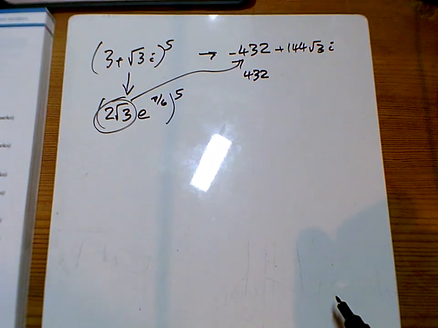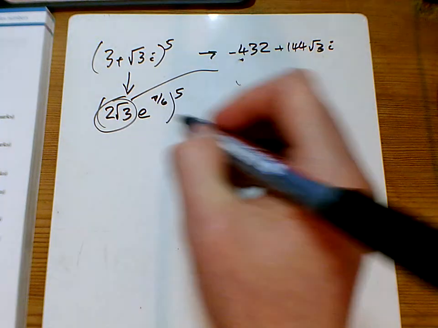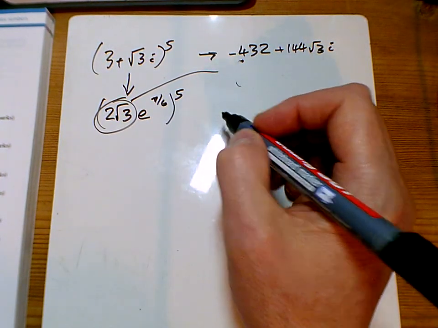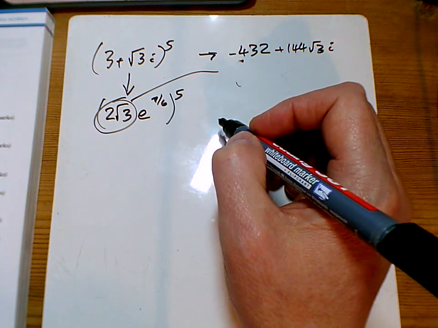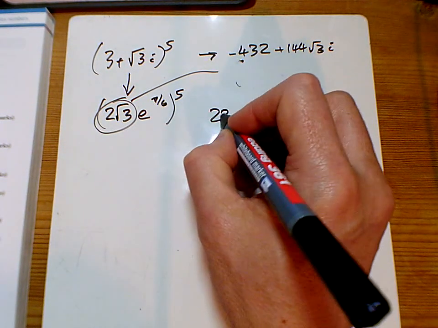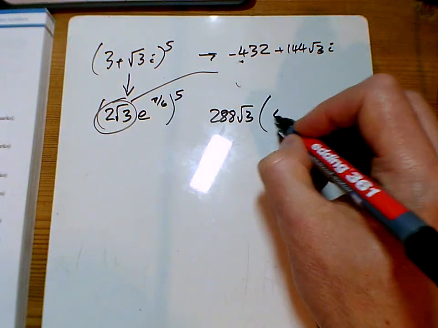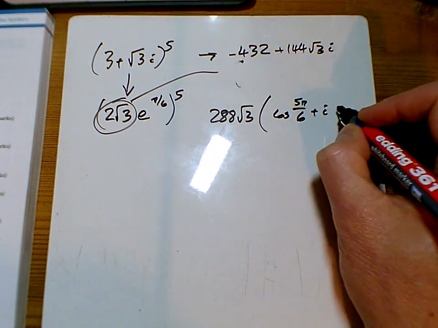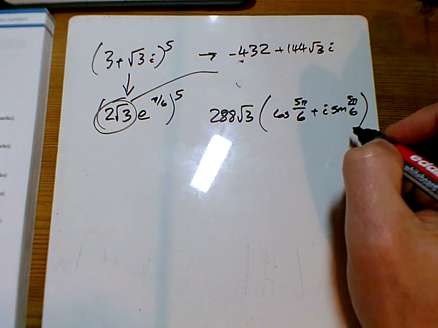Now, that to the power of 5 is giving us 243. Actually, no, it's not, is it? Because that's going to come from the other bit. Okay, I'll just ignore that for a second. So if I'm going to do 2 root 3 to the power of 5, then that's giving me 288 root 3's. And then I'm getting cos 5 pi over 6 plus i sine 5 pi over 6.